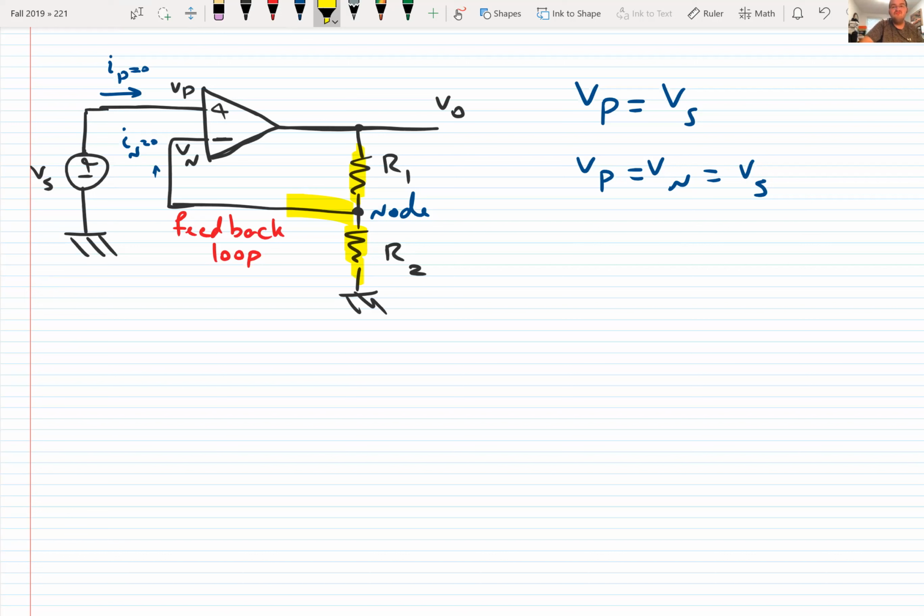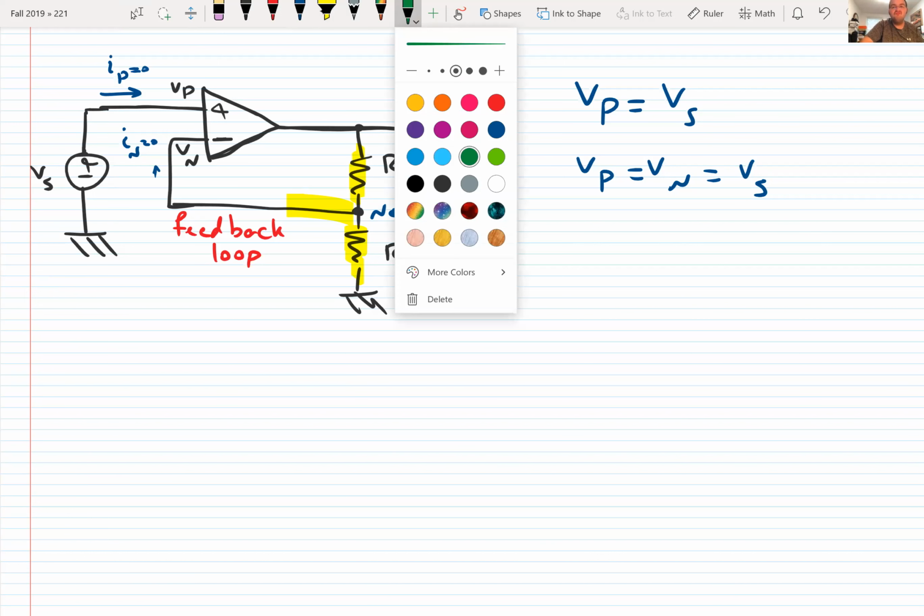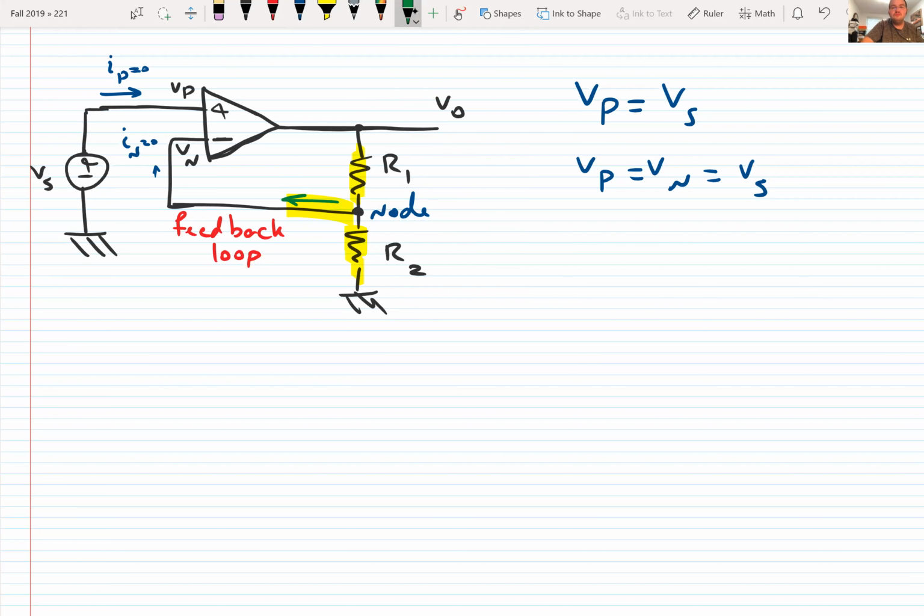But we have something special. This branch here, okay? What's the current of this branch? Can you tell me?